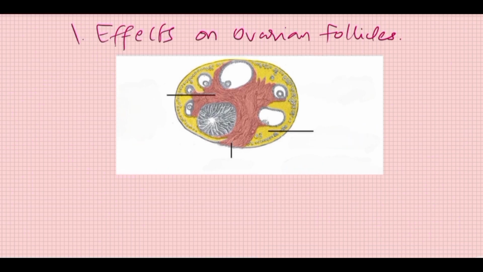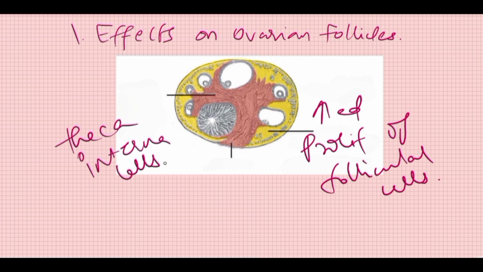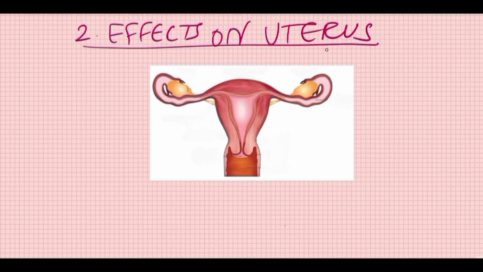The estrogen promotes the growth of ovarian follicles by increasing the proliferation of follicular cells and thus increases the secretory activity of the theca interna cells. The second one is the effects on uterus. The estrogen produces changes in the uterus.